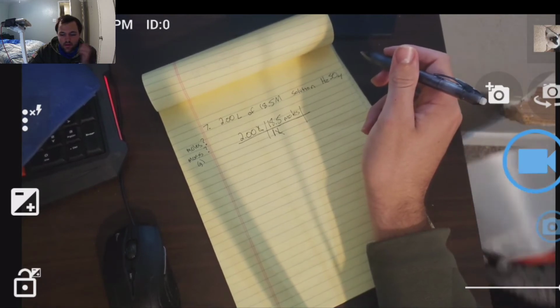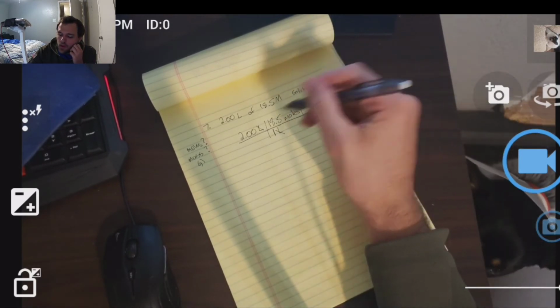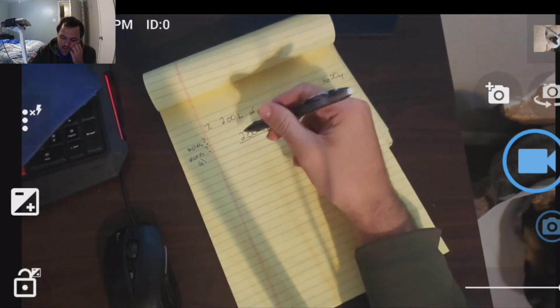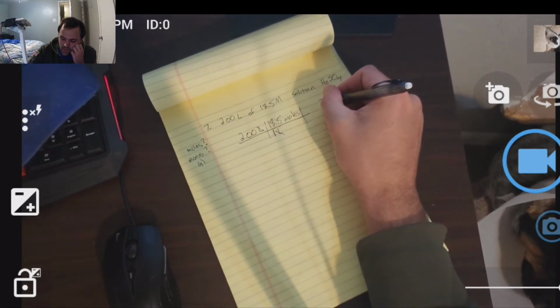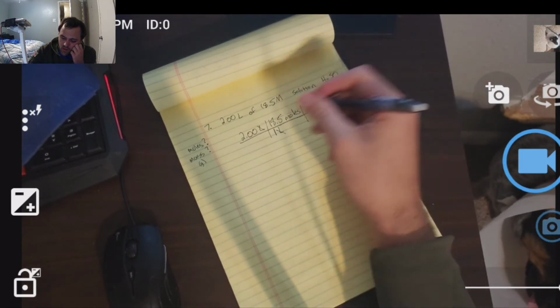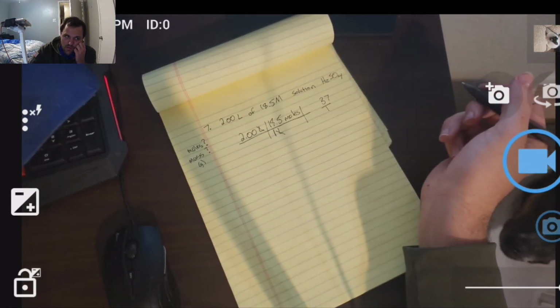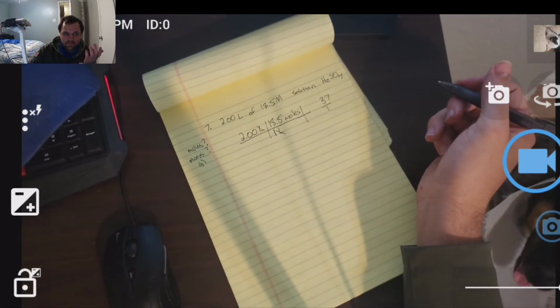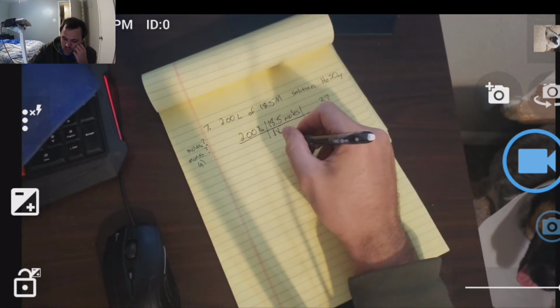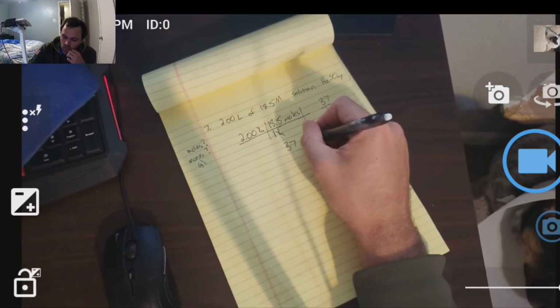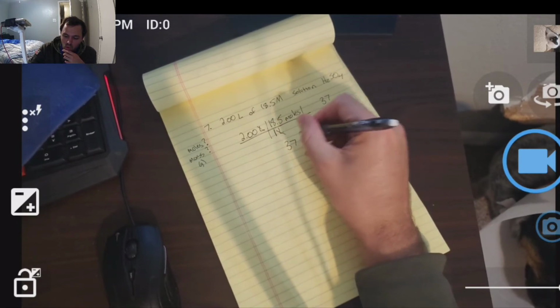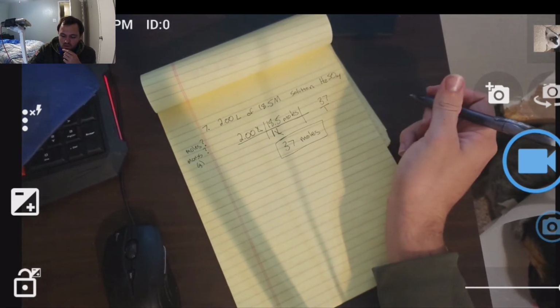So right there, we're halfway done. We multiply everything on top together. 2 times 18.5 is 37. And on the bottom is just a 1. So 37 divided by 1 is 37. It doesn't change anything. So we know we've got 37 moles of this solution.